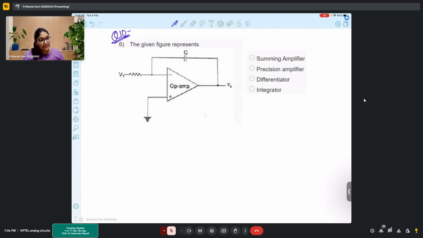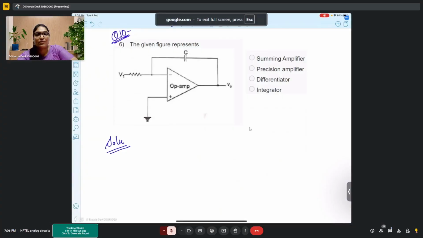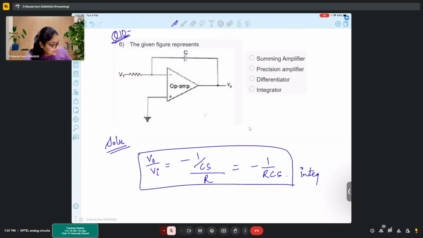Now, looking at this particular circuit, the question asked is: if you have this circuit with a capacitor in the feedback path, and a resistor in the normal forward path, what type of circuit is this? Is it a summing amplifier, precision amplifier, differentiator, or integrator? Integrator, right? We definitely know that it is an integrator, but if we want to solve it, we can solve it also. The moment you have S in the denominator, it's an integrator circuit.